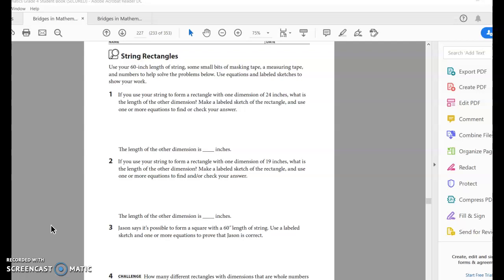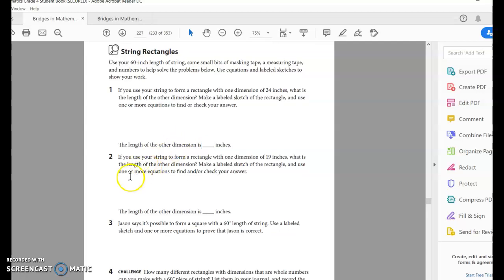Okay, so number 1, you're going to draw a rectangle with one of the dimensions of 24 inches. And you have to figure out what the other dimension is. Draw your rectangle. Maybe use your formula. It's going to be a multi-step problem, and you're going to have to tell me what the other dimension is. Remember, your total perimeter is 60 inches.